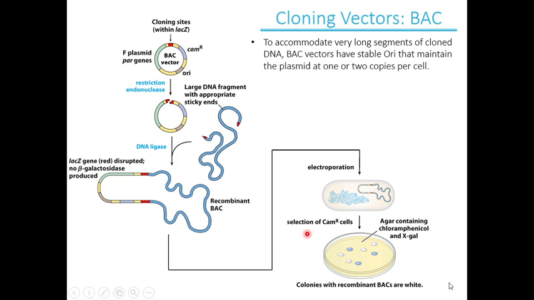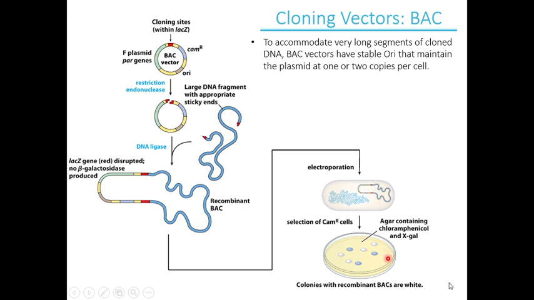Once this BAC vector is obtained, it can be electroporated into the host cell and selected for chloramphenicol-containing cells, which means that if the plasmid is properly ligated, it will have chloramphenicol resistance, as shown here in this blue color. And only those cells with the recombinant BAC will grow.